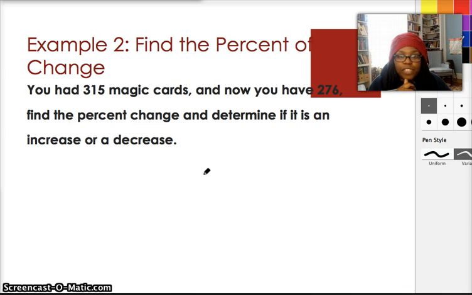You have 315 magic cards, and you now, hi sweetie, and you now, all right, one moment.